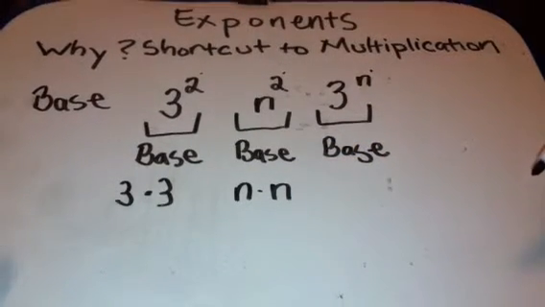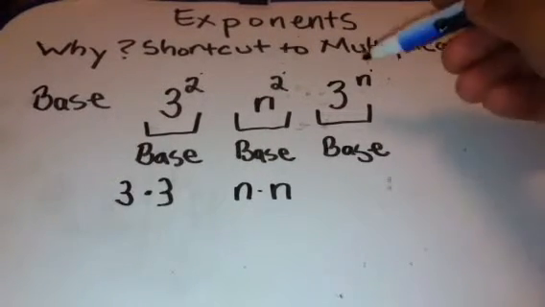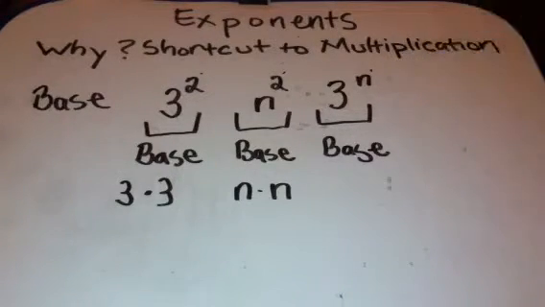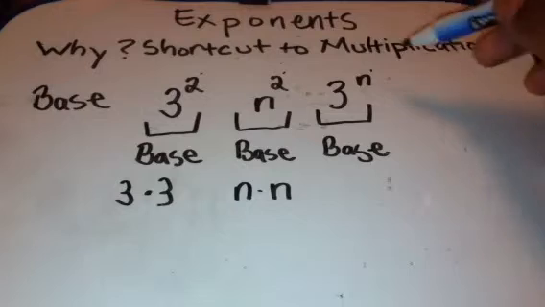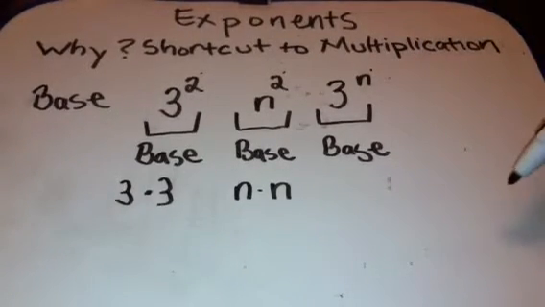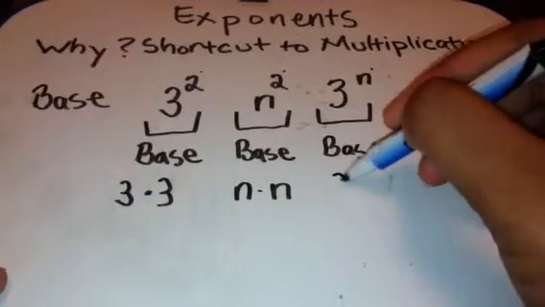And in the third example, we don't know what n is yet. We have an exponent that is unidentified, being represented by a variable here, which is an unknown number. If it was 2, it would be 3 times 3. If it was 3, then it would be 3 times 3 times 3.